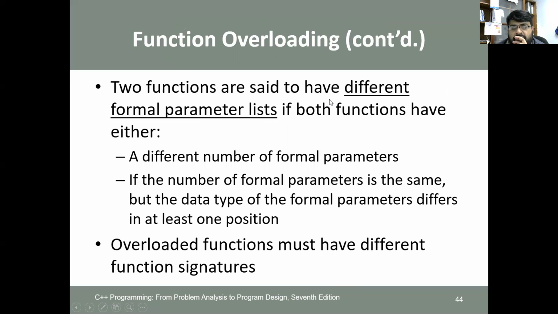So two functions are said to have different formal parameter lists if both functions have either a different number of formal parameters, or if the number of formal parameters is the same, but the data type of the formal parameter differs in at least one position. So remember, two functions are said to have different formal parameter lists if you either have a different number of formal parameters, or the data type of your formal parameters is different in the two functions.